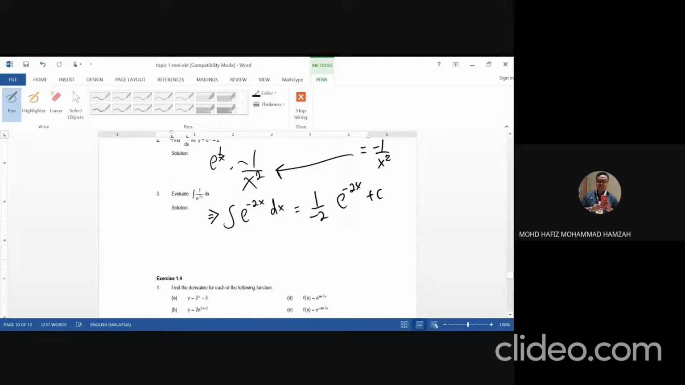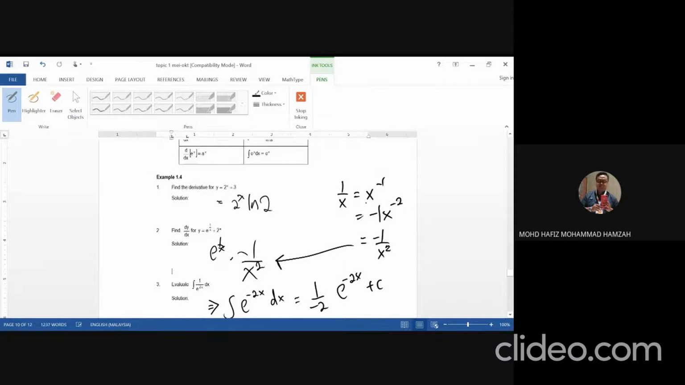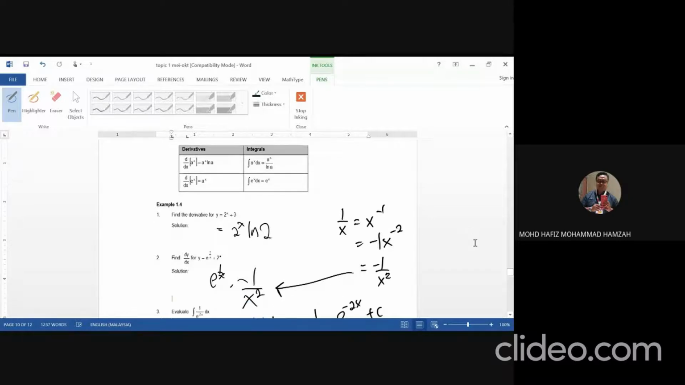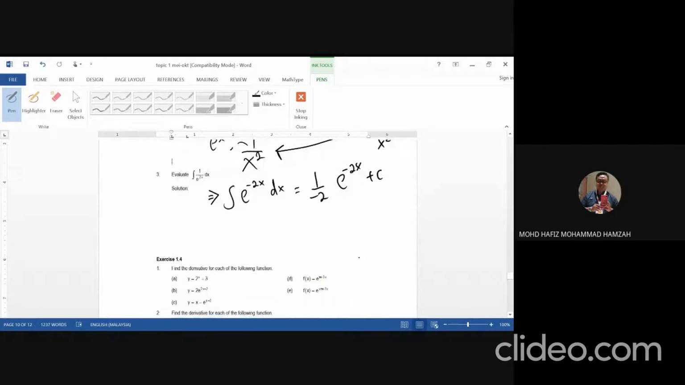So saya guna formula je. Okay, so which is 1 over A. Oh, tak ada kat sini. So it should be 1 over A. Boleh tengok list of formula balik. Ataupun actually dia adalah apa yang kita belajar dalam calculus 1 dulu.